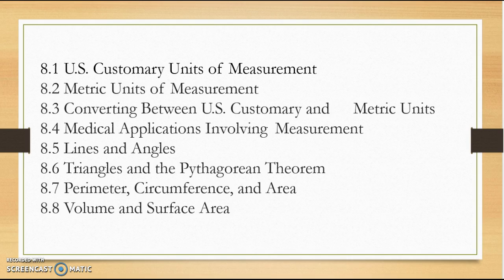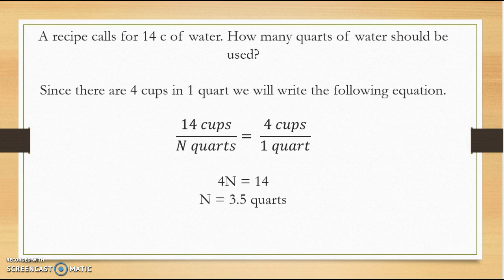The last chapter that you're going to be covering on your final is Chapter 8. I've given you a couple examples of that one. One is converting, and the other one is doing some of that geometry work. So the first one is converting. A recipe calls for 14 cups of water. How many quarts is that? So we know that there's 4 cups in 1 quart, so we want to know how many quarts there are in 14 cups. So I wrote a proportion.